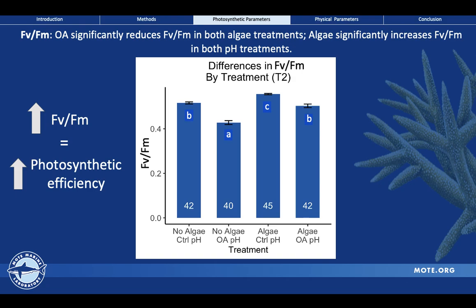When compared to the true control, OA significantly reduces the final FV over FM. Conversely, when algae is present, there is a significant increase in final FV over FM in both ambient and OA conditions. The acidified sargassum treatment is the same as the true control condition, suggesting that sargassum may mitigate OA effects with regards to FV over FM.